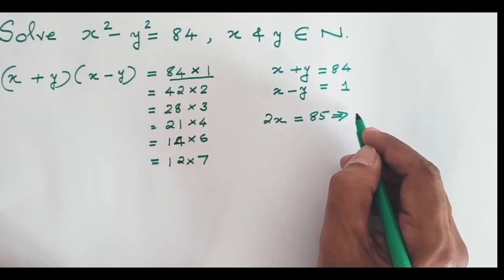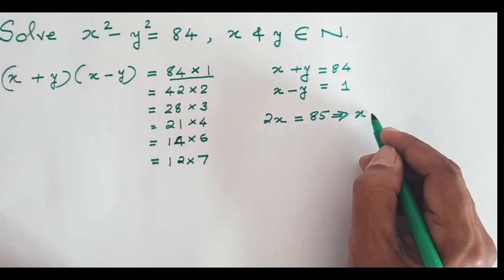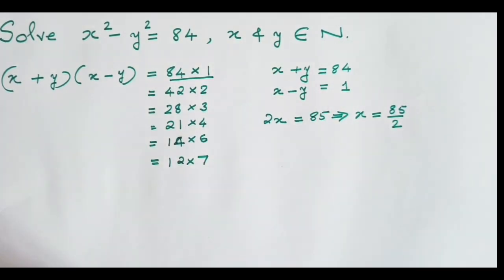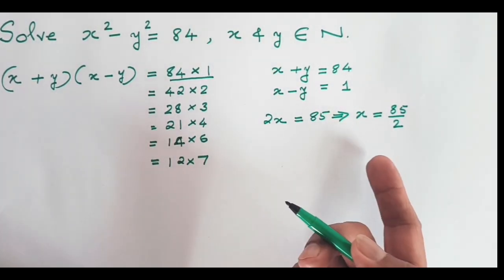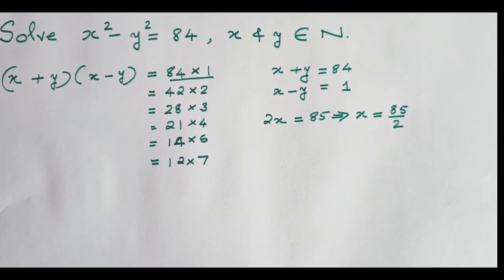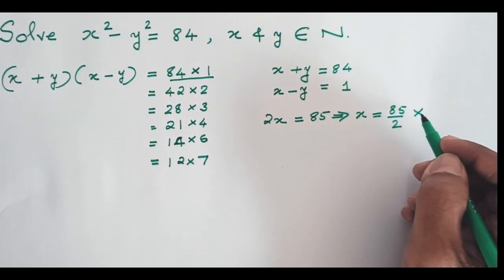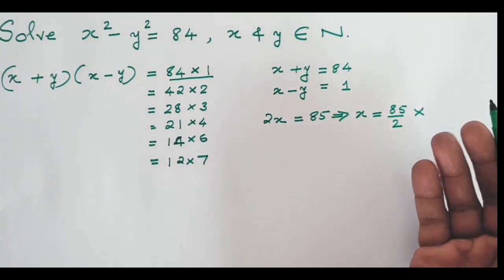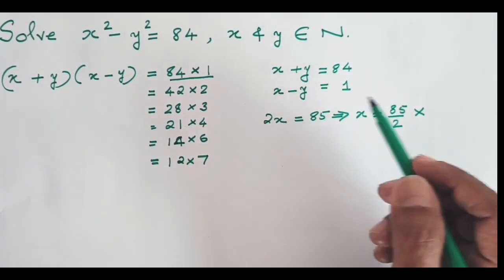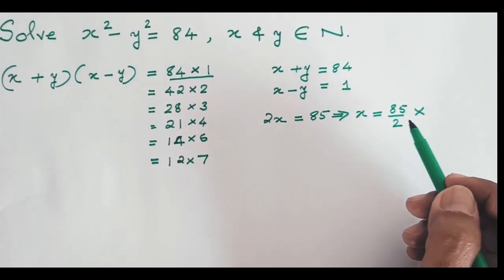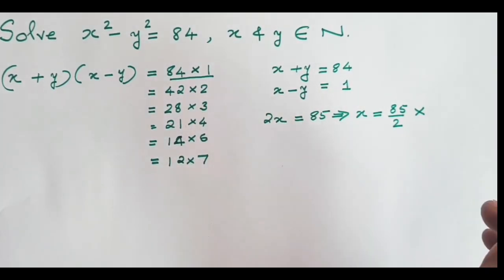So to find x, take 2 to the right side, which will be 85 by 2. But 85 divided by 2 is not a positive integer. It's not even an integer. So this solution is not acceptable. We don't need to waste time finding y, because both x and y are restricted to be positive integers. x itself is not an integer. So let's drop it there.